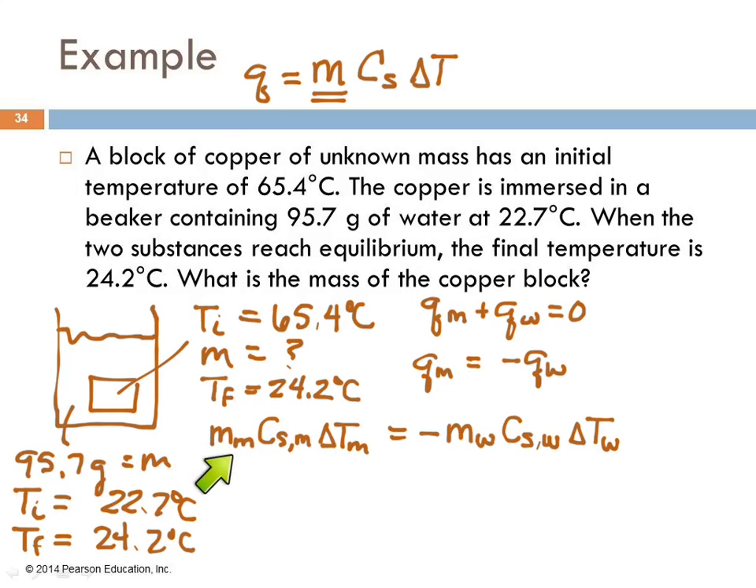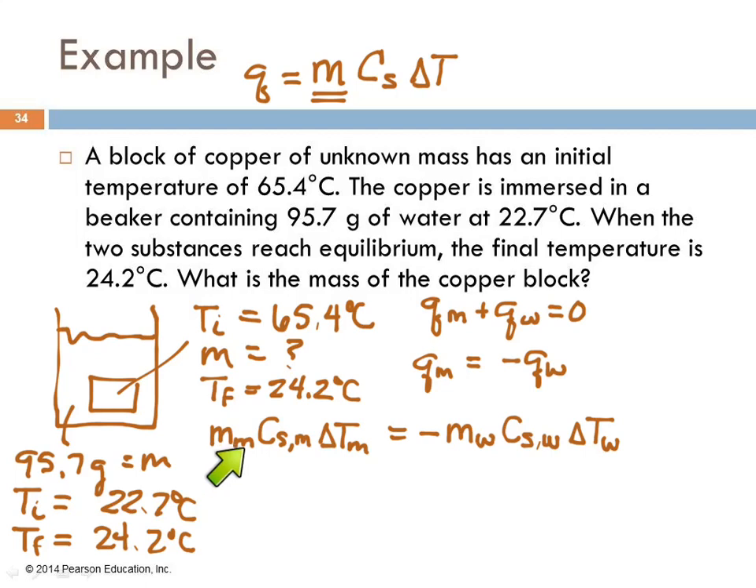So that's the mass of the metal, specific heat capacity of the metal, and the change in temperature of the metal. What is Q_W? It's the mass of the water, specific heat capacity of the water, delta T for the water. That's where I'm getting this. What are we trying to find? We're trying to find the mass of the metal. So we can rearrange this equation.